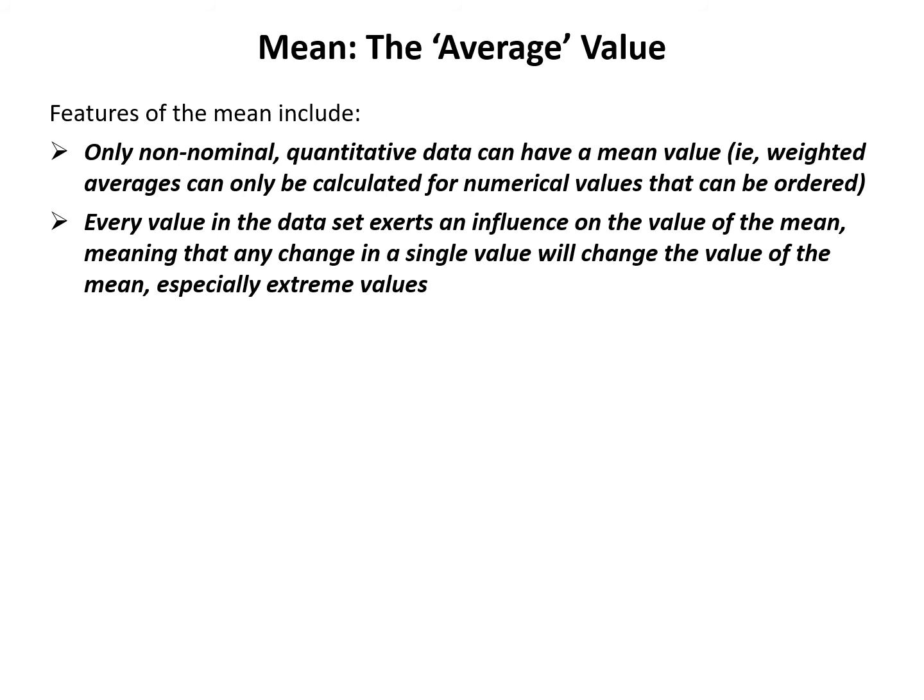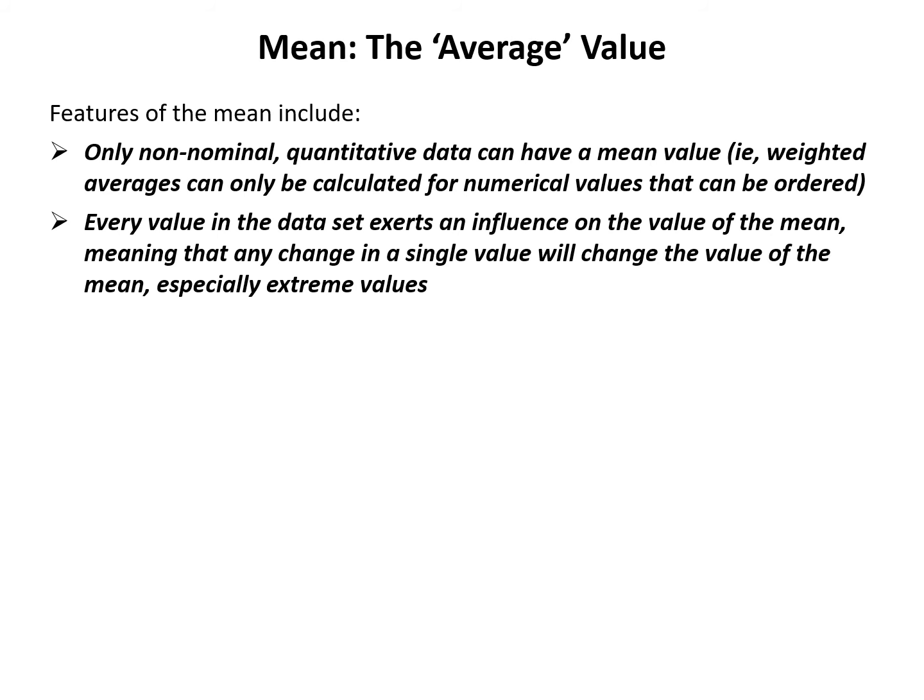Features of the mean include the following. Only non-nominal quantitative data can have a mean value. In other words, you can only calculate weighted averages for numerical values that can be put into order. And unlike the median that we were just talking about before, which is not affected by changes at the extreme ends and is actually only affected by changes that produce a change in what the middle value or values are.